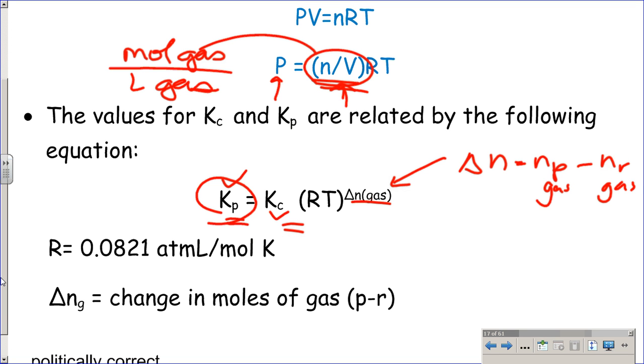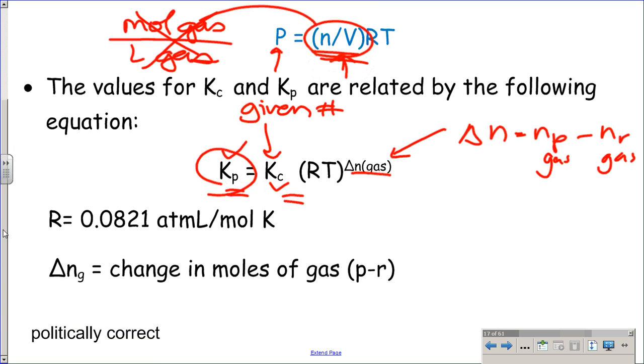Your Kc will usually be a given value, a number. You're not going to actually calculate it like this. That's just showing the direct relationship. That has nothing to do with your Kc. Your Kc is still the concentration of products over the concentration of reactants. But if you're given a Kc, you can then calculate the Kp for that reaction just through this formula. The R value is still the one with atmospheres, 0.0821 atmosphere liters per mole K.